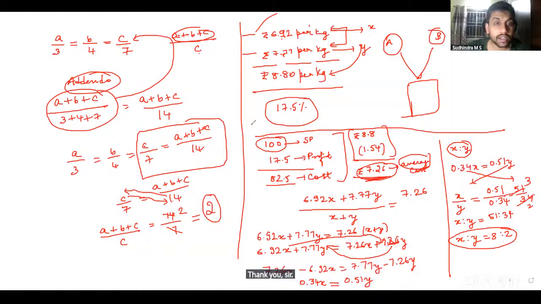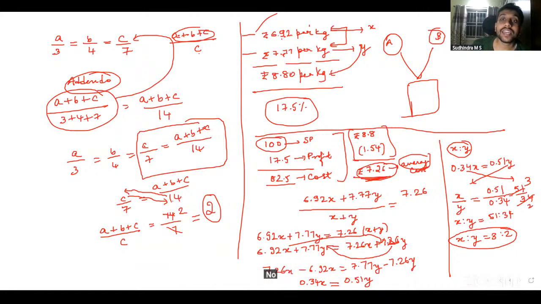Anyone has any doubts? Yes, tell me. So 7.26 is the average cost, like the mean, right? Exactly, correct. So why can't we say x plus y upon 2 is equal to 7.26?